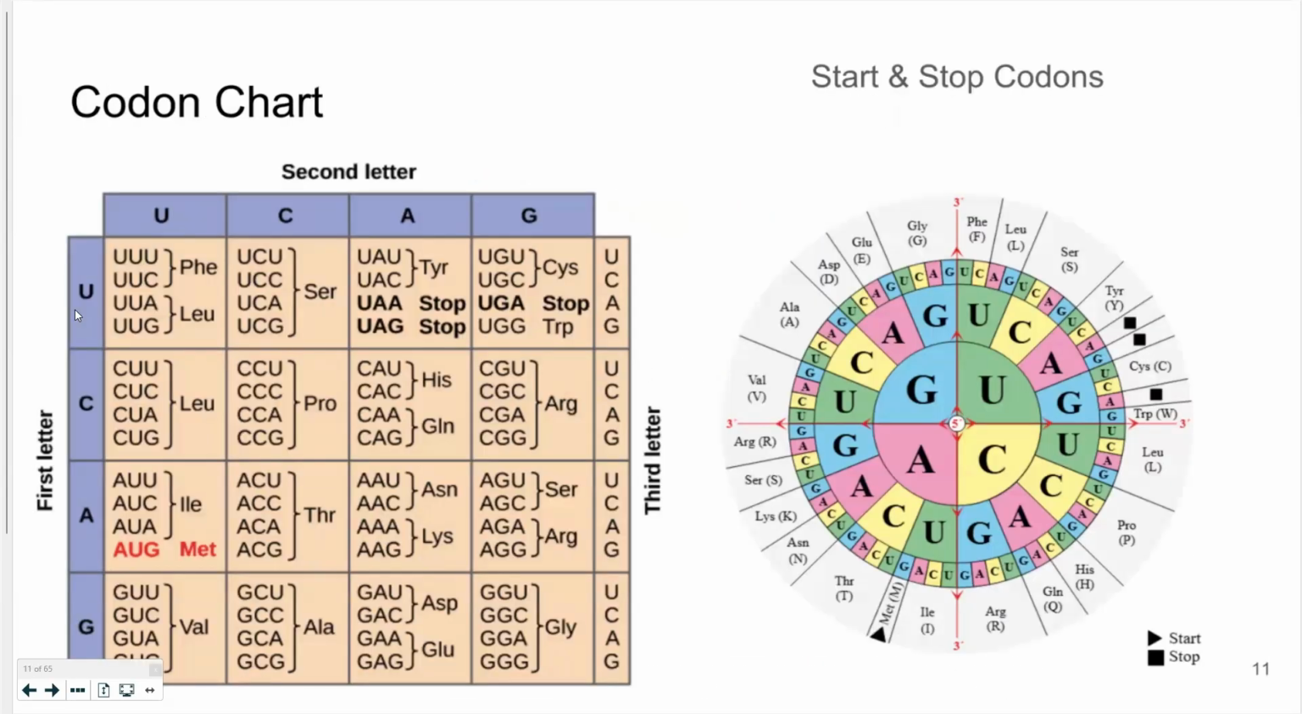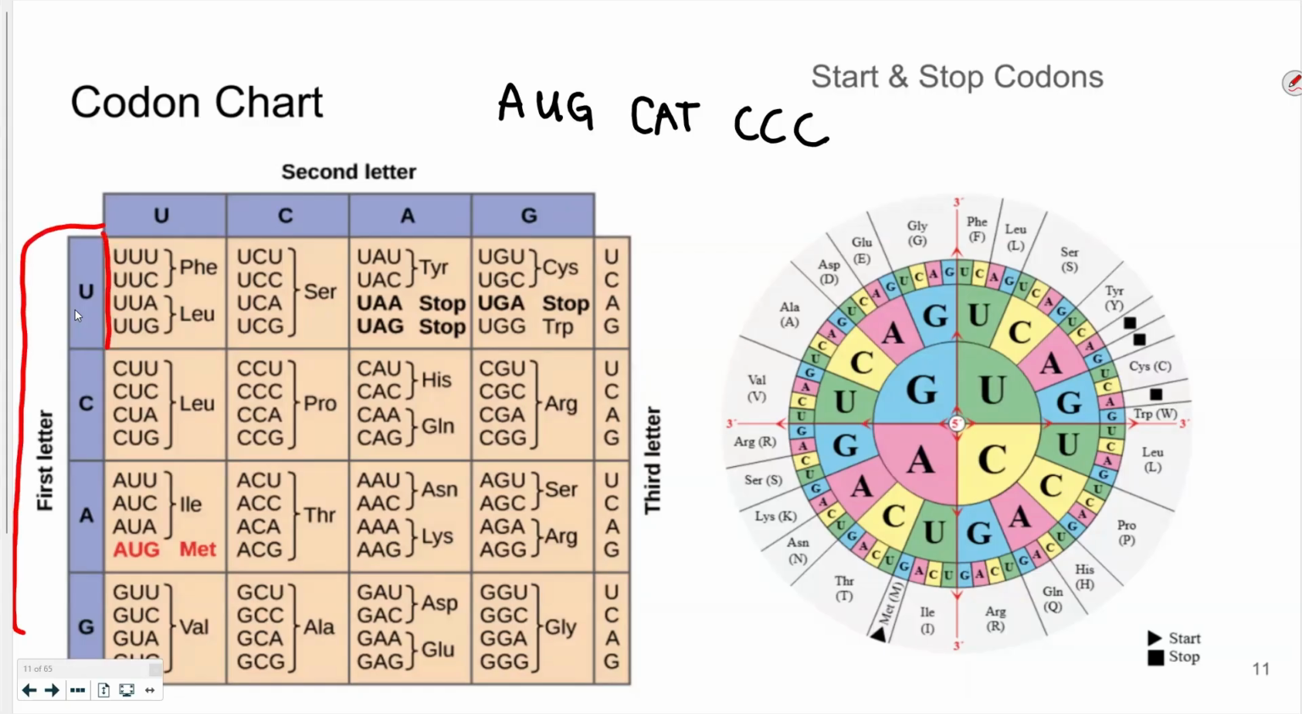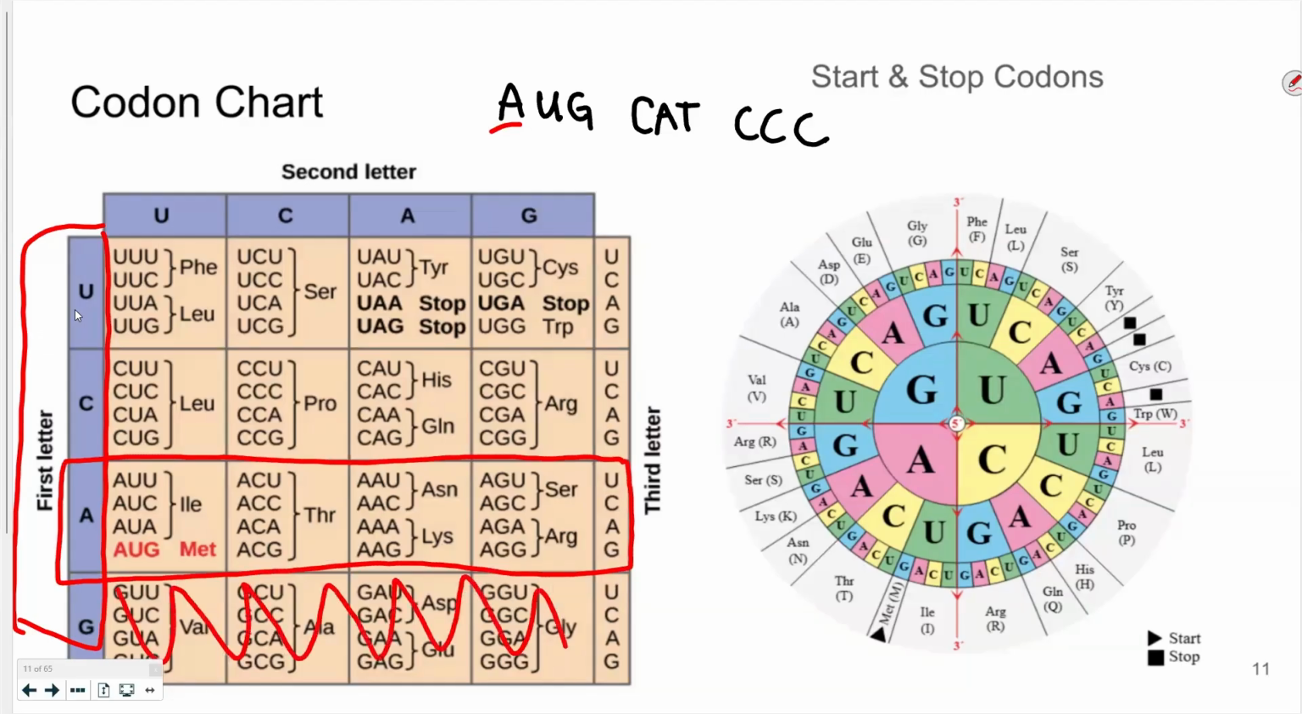Here's our codon chart. These look really scary. Okay, so earlier I had used the sequence AUG and then CAT. Let's do CCC too, because why not? The first thing that we're going to do is look at this side of our chart and find out what our first letter is. First letter is A. So we only care about this row for now. All of these we're going to ignore.